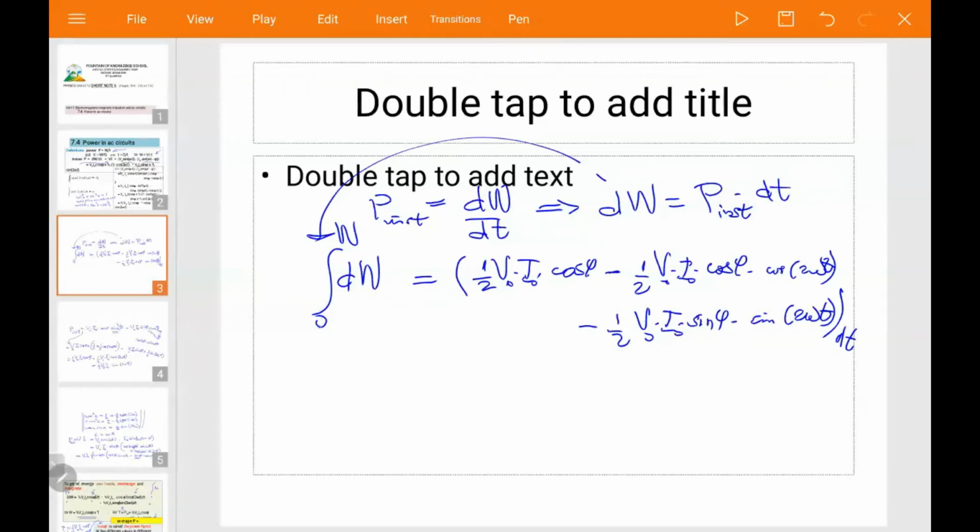I integrated on the left side. We must also integrate on the right side. The integration from 0 up to some period t.